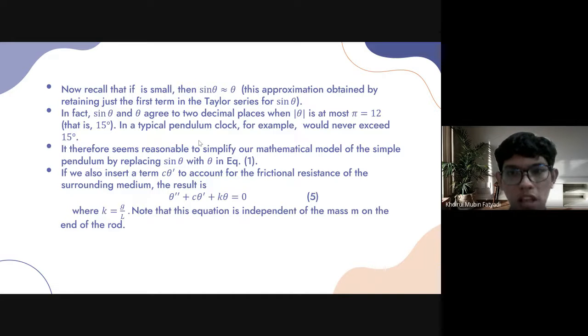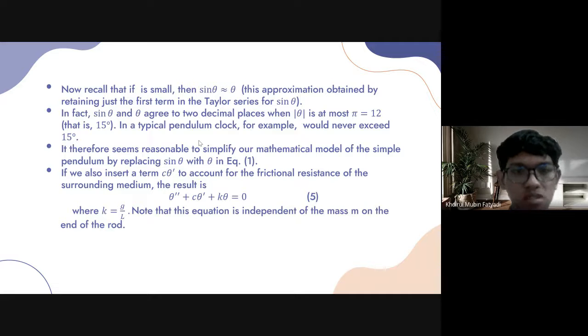Theta is small, and sin theta approaches theta. This approximation is obtained by retaining just the first term in the Taylor series for sin theta. In fact, sin theta and theta agree to two decimal places when the magnitude of theta is at most π/12, that is 15 degrees. In a typical pendulum clock, for example, theta would never exceed 15 degrees.